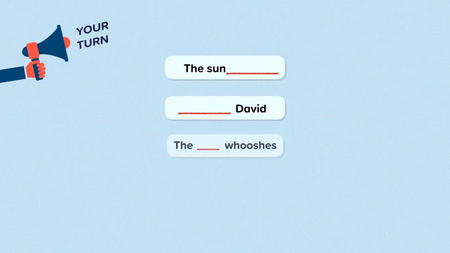Now it's your turn. Can you think of an example of alliteration? Pause the video and have a think. Note down your answers and we'll go over some possible answers at the end.